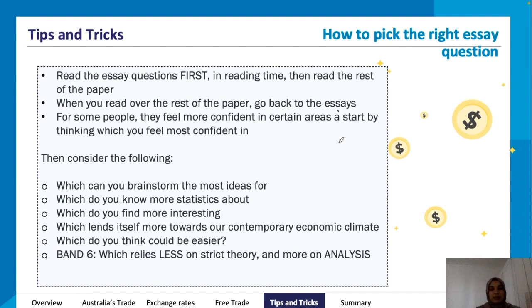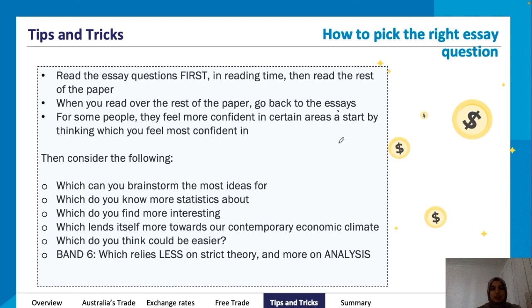For some people, they feel more confident in certain areas, so they start by thinking about which area they feel the most confident doing. For me, I would always read the essays first, and then when writing time would start, I would write down a quick plan for which essay questions I wanted to do, and then I would go start from the beginning, do my multiple choice, do my short answers, and then leave as much time as possible for the essays.